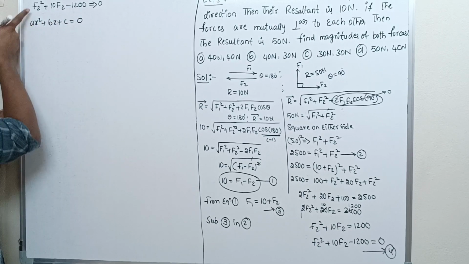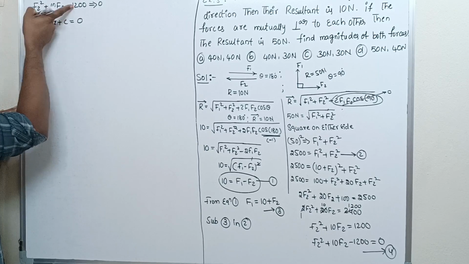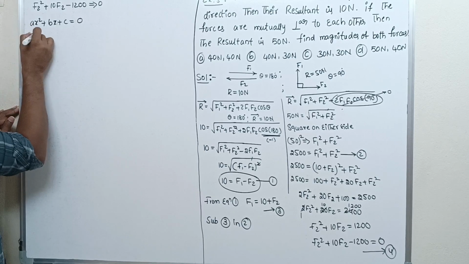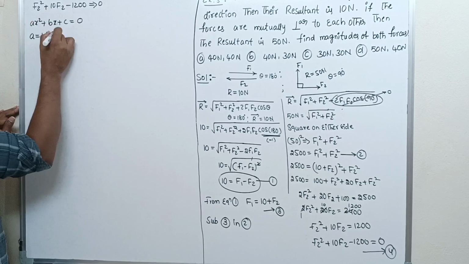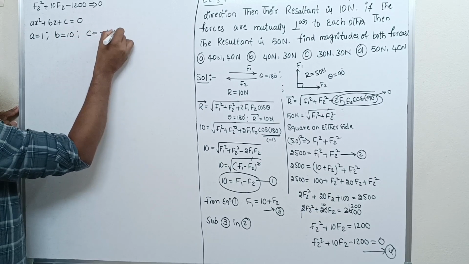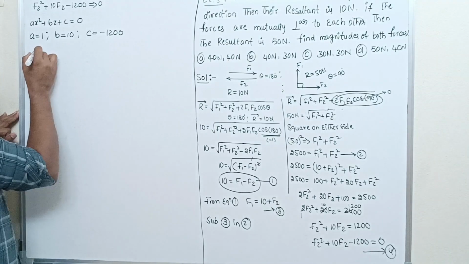At the place of x square we have F2 square. At the place of x we have F2. At the place of c we have minus 1200. So what is the value of A? A is equal to 1. B is equal to how much? 10. And what is the value of C? Minus 1200.